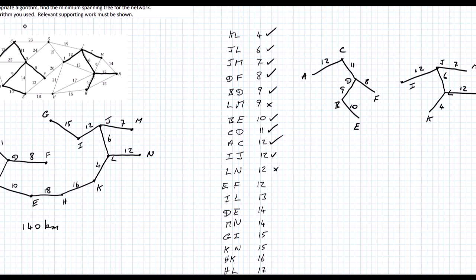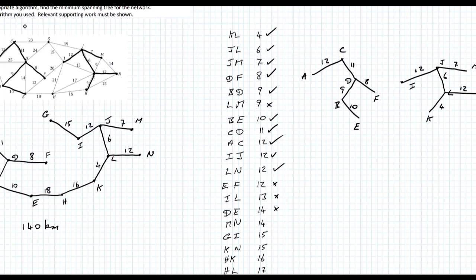E to F is the next one, so we have E to F here. I to L is the next one, so I to L is from here to here. Now again, that's going to cause a cycle around here, so we can't use that one. Next one is D to E. So D is here and E is down here. Again, that's going to cause a cycle here, so we can't use that one either.